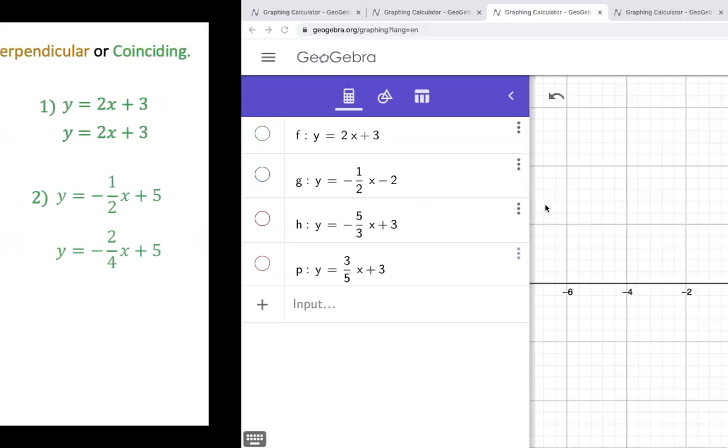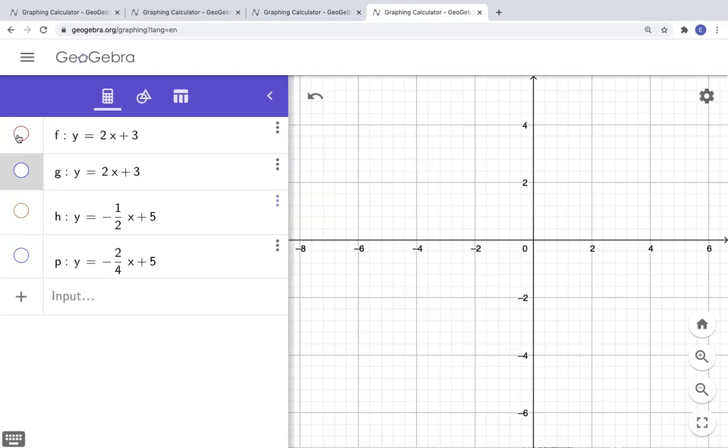Last set of given. If we graph the first set, look. This is the blue, then this is the red. Notice that they're just in the same line. So these two lines are coinciding. What makes them coincide? Look at the given equations. They're exactly identical.